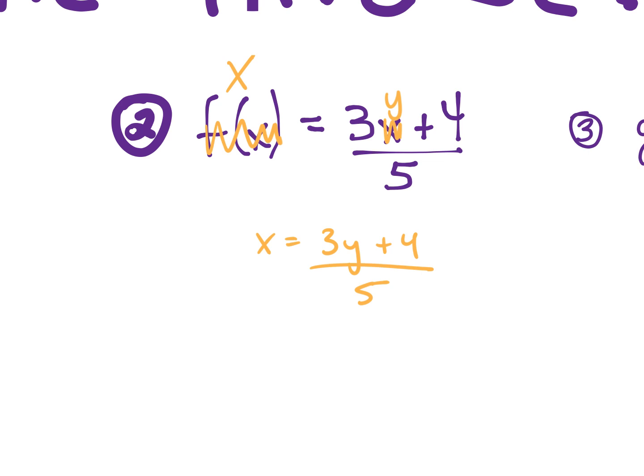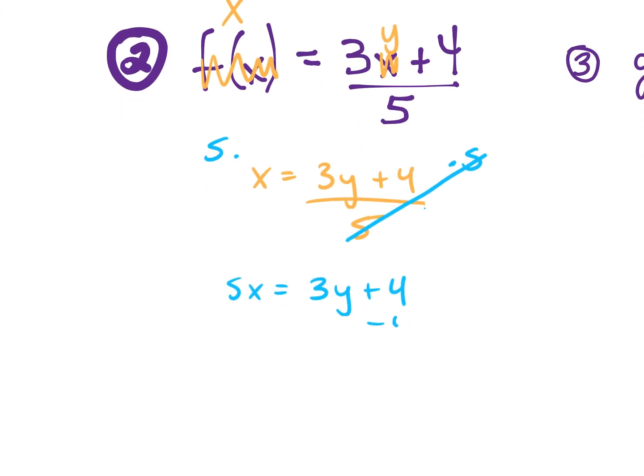Now we want to get y all by itself. So what do we have to do first here? Multiply 5. Awesome. Multiply both sides by 5. So it cancels out with the dividing 5 on the right side. And we have 5x is equal to 3y plus 4. What next? Subtract 4. 5x minus 4 is equal to 3y.